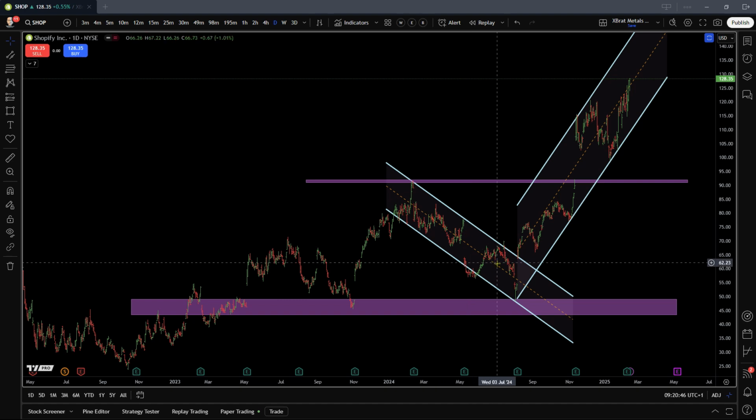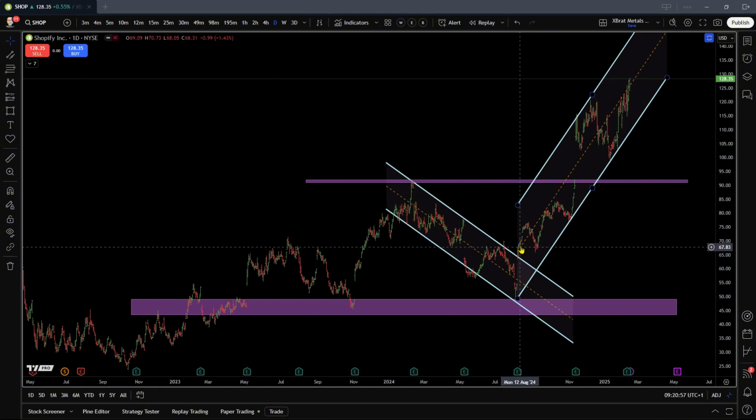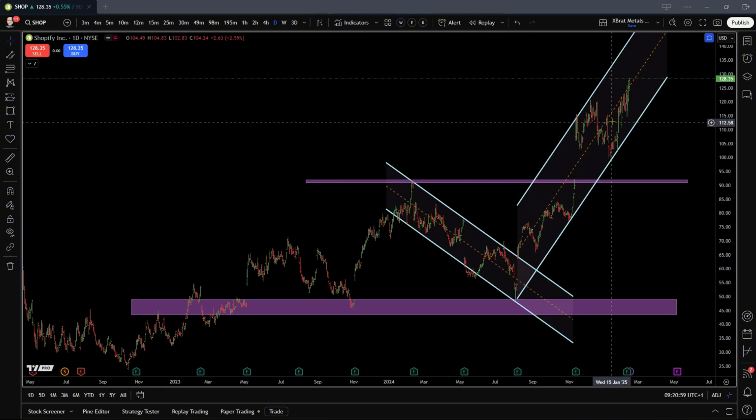I put this channel in here, and then we go a couple more earnings. We test this support and resistance zone again, and then that earnings gapped us up and pushed us out of this bearish trend, and now all of a sudden we're in a bullish trend.